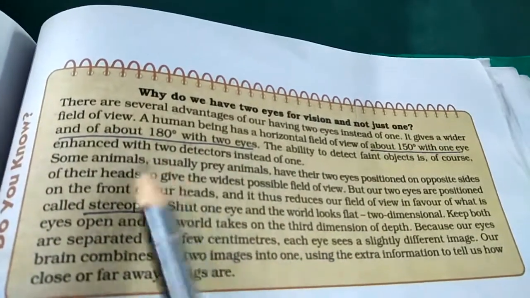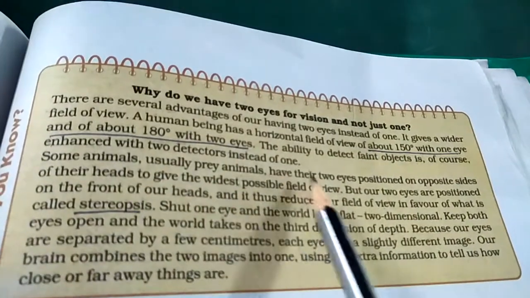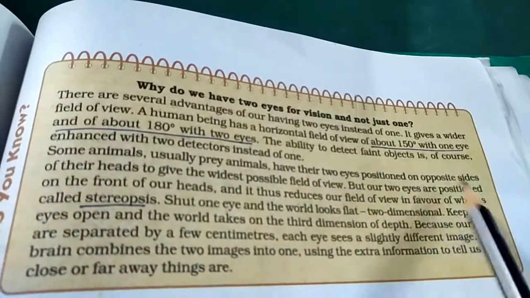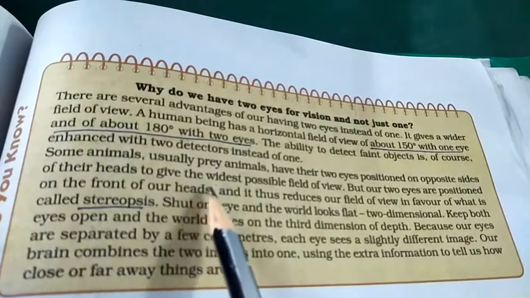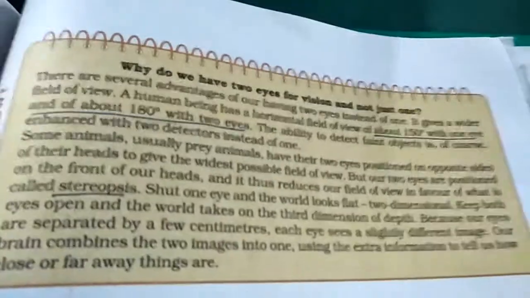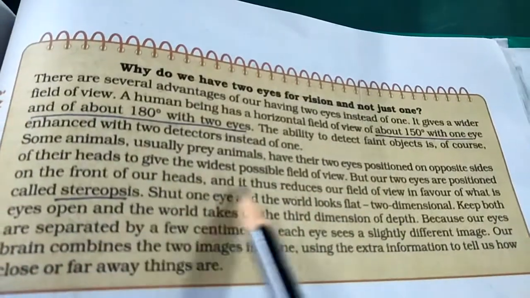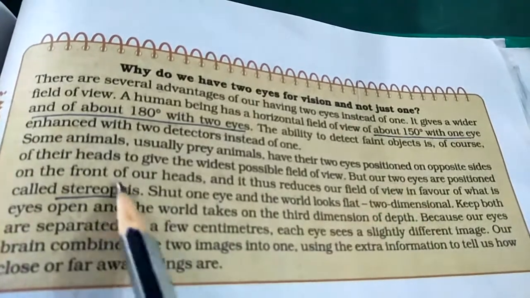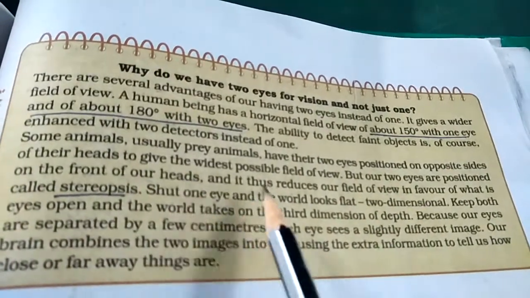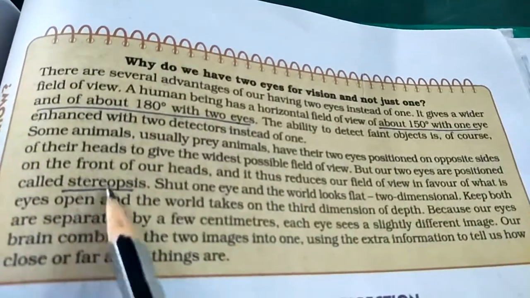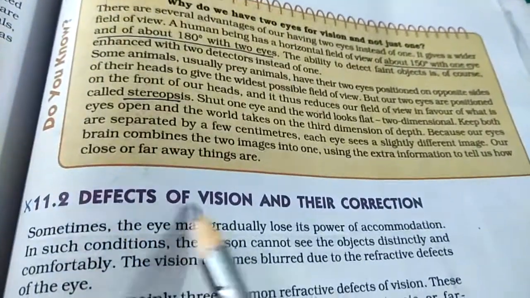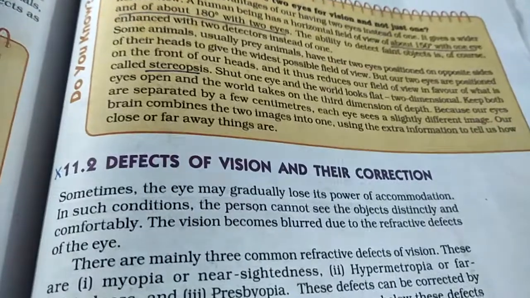Certain animals which are prey animals have two eyes positioned on the opposite sides of their heads. That gives them the widest possible field of view. But our two eyes are positioned in front of our heads. That reduces our field of view, and it is known as stereopsis. Now we go to the defects of vision and their correction.